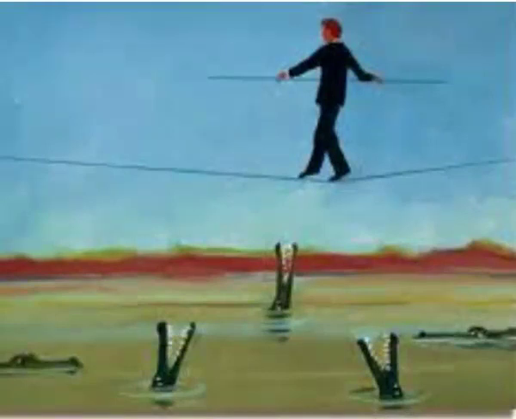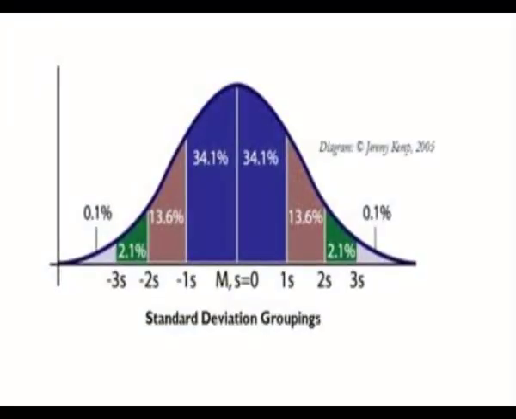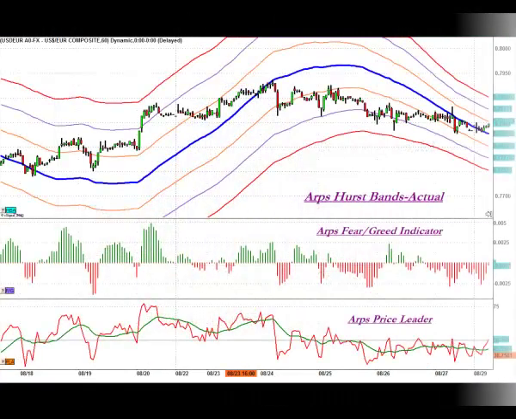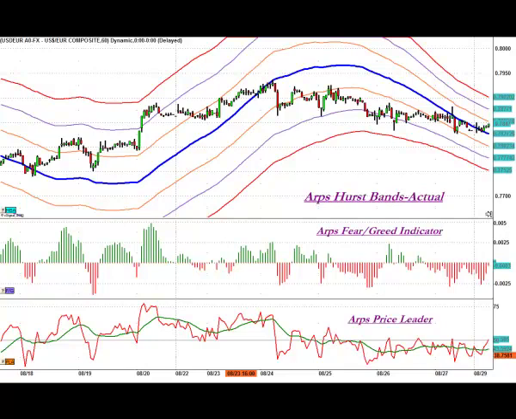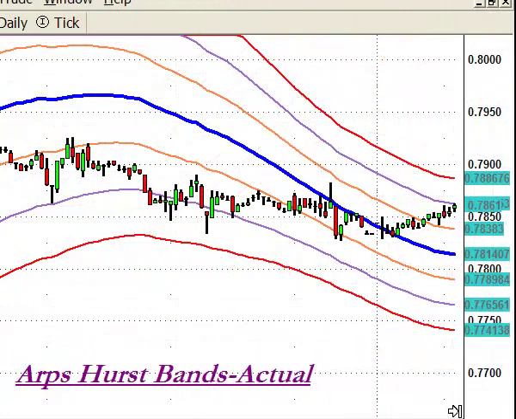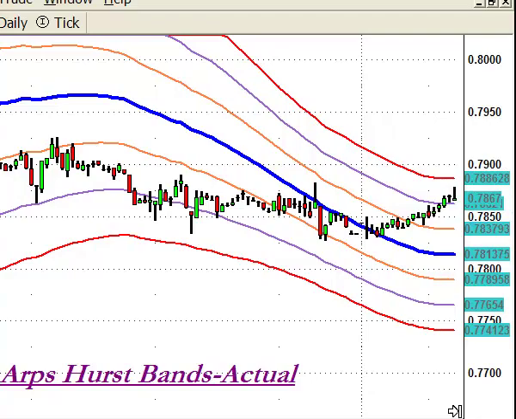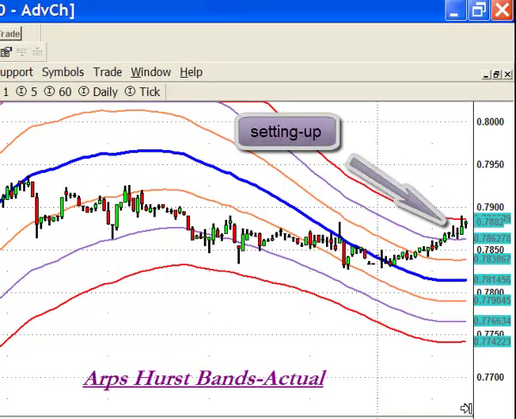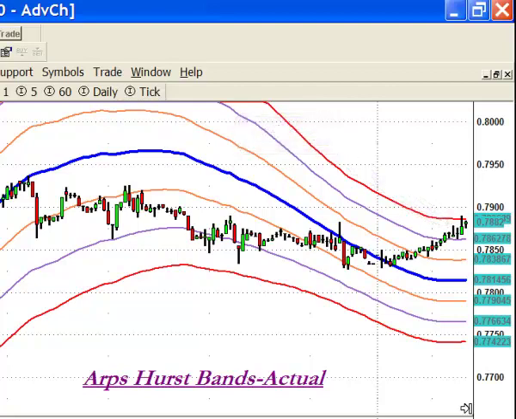Since trading markets is an exercise in manipulating risk in an unknowable future, one of our best allies is statistical probability. The sigma bands plotted by the Arps Hurst tools represent exponential deviations from a norm or center line. The further the excursion away from the center line, the higher the probability that price will revert to the mean. Therefore, when the price falls between the outer bands or beyond them, a potential setup in the opposite direction is developing.